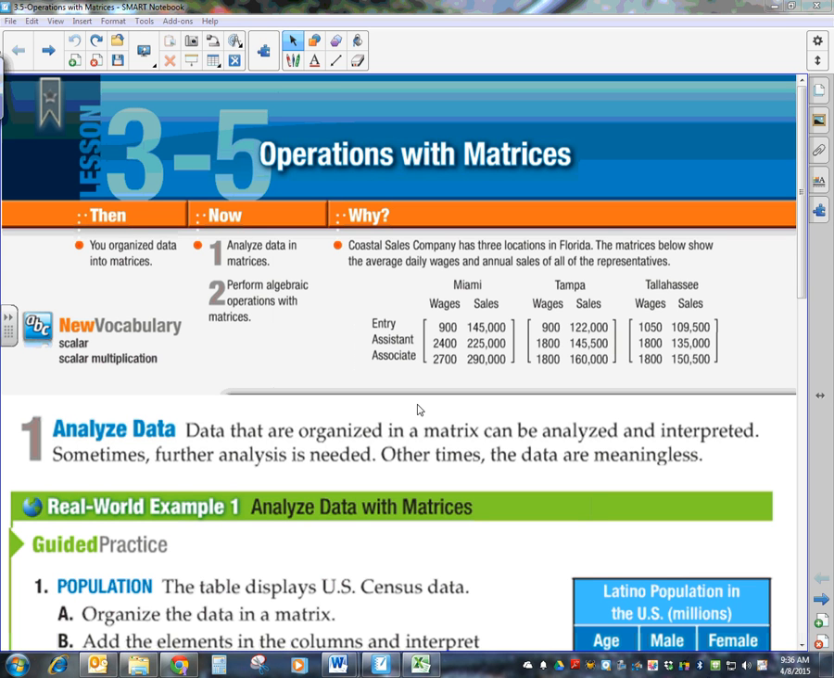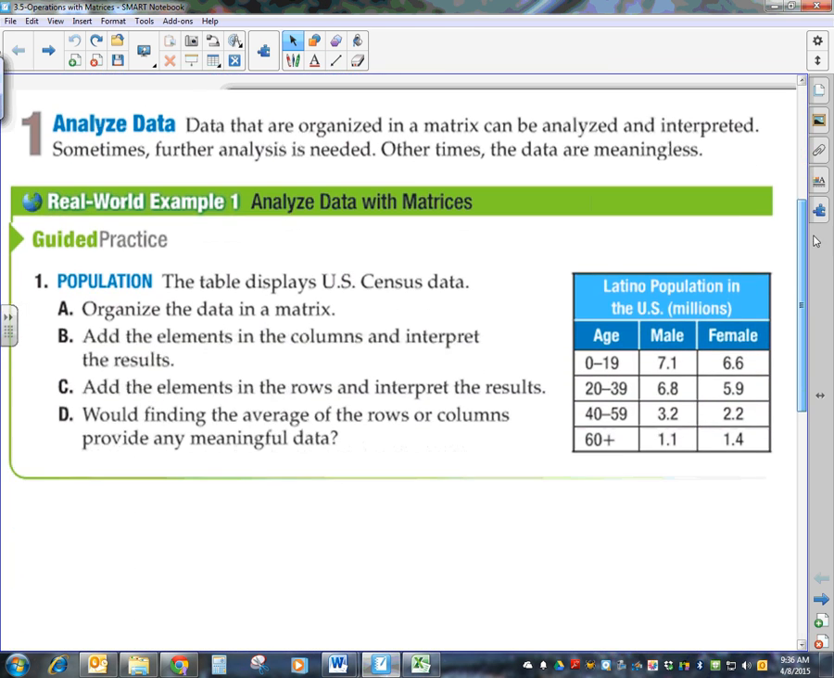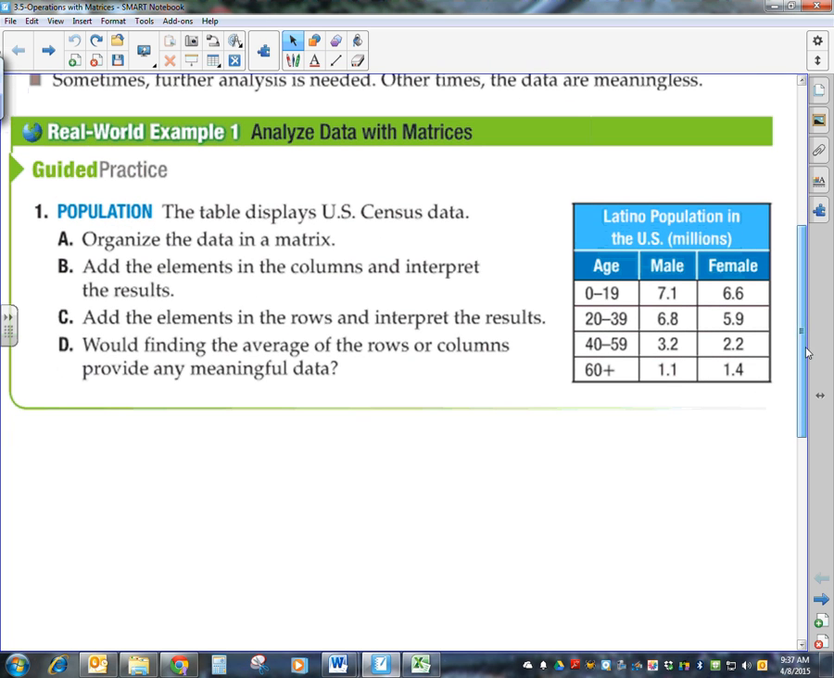Okay, today we are starting our study of matrices, and hopefully you remember that a matrix is just a rectangular array of numbers, but we have operations and things we need to know about matrices before we can move on. But one of the things that they are useful for is organizing data. So what we're going to do is take some information here. The table displays U.S. Census data, Latino population in the U.S. in millions. And we're going to organize that data into a matrix.